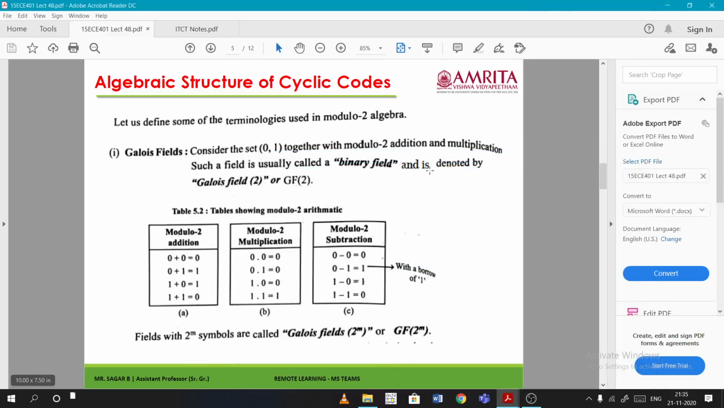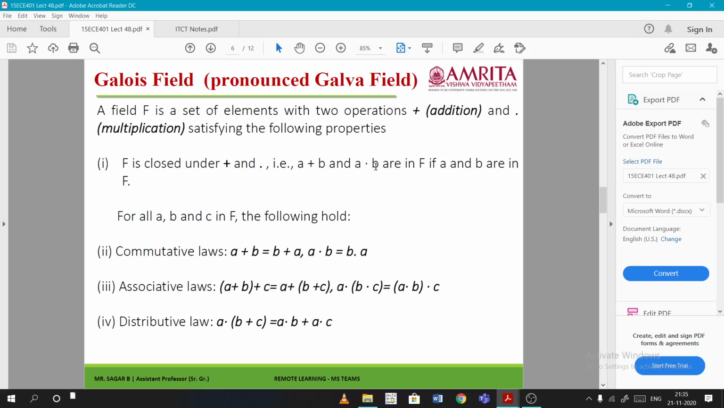Today let's see about Galois field. This is spelled as Galois field, but we have to pronounce it as Galois field. Basically this is a field F. It is a set of elements with two operations, addition and multiplication, satisfying the following properties.